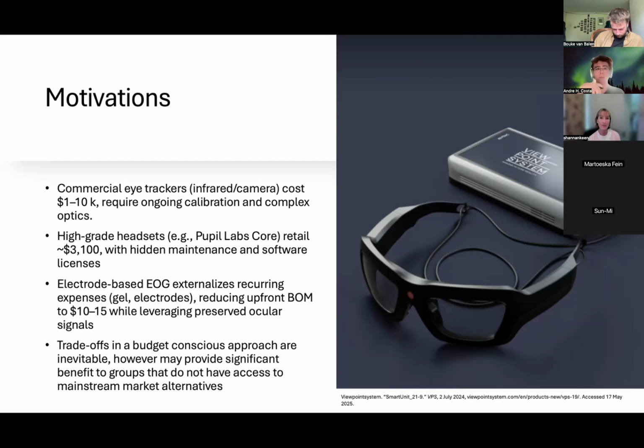Now, when we were doing research, we found commercial eye trackers that cost from $1K to $10,000. They require ongoing calibration, complex optics, and is something that you can see in the image on the left here. I put a little citation at the bottom. So this is a different company, Viewpoint Systems, if I'm not mistaken. There you go, Viewpoint Systems. So they have a very costly technology, and it's something that we wanted to avoid.